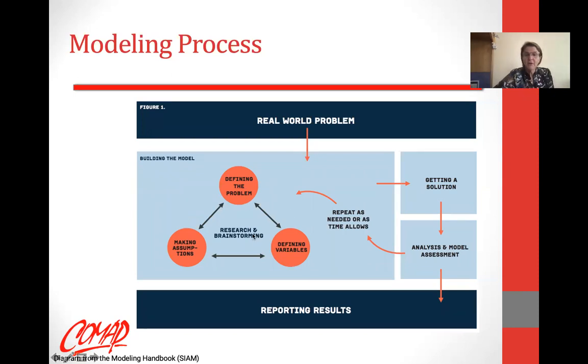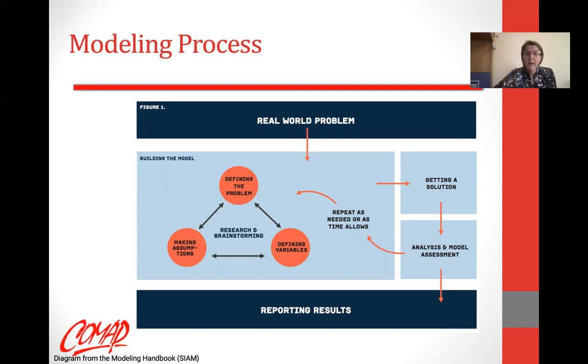We define our variables, and spend some time in this brainstorming and research part of it. And then we get to a solution. That's traditionally the mathematics part, where we use our mathematical tools to solve the problem. But because it's a contextual problem, we can stop and analyze our solution in the real world context. And then we might assess the model, or think about, is our model too simple and maybe not useful?